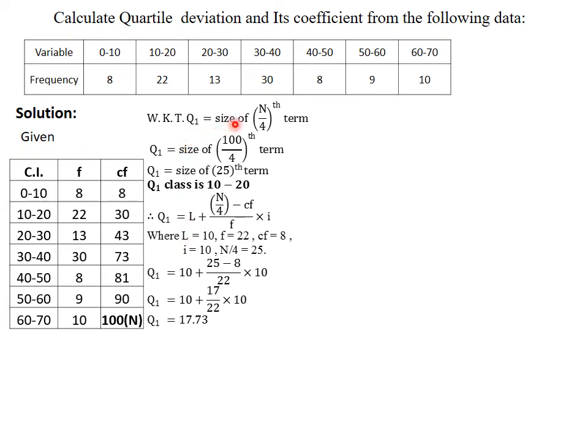Now we have to find the Q1 class. So Q1 is equal to the size of the n by fourth term. Here we obtained n as 100. So 100 divided by 4 is equal to 25. So we have to see the 25th term in CF.